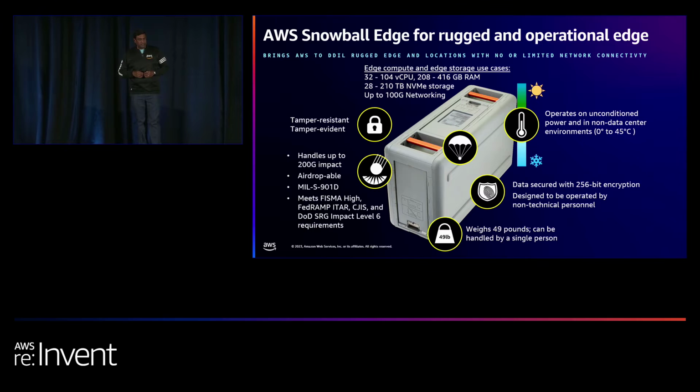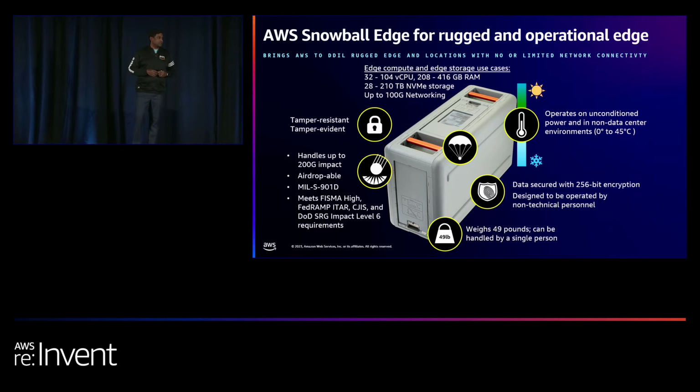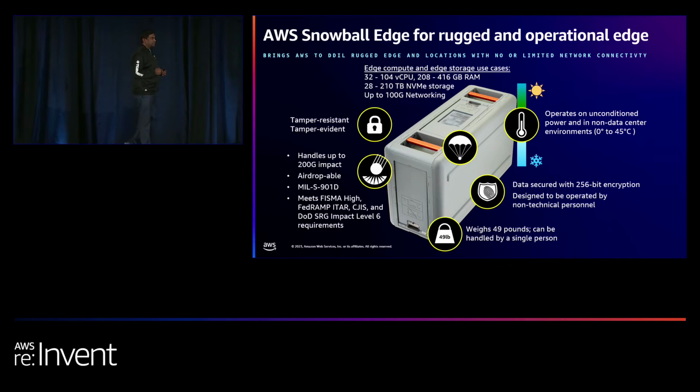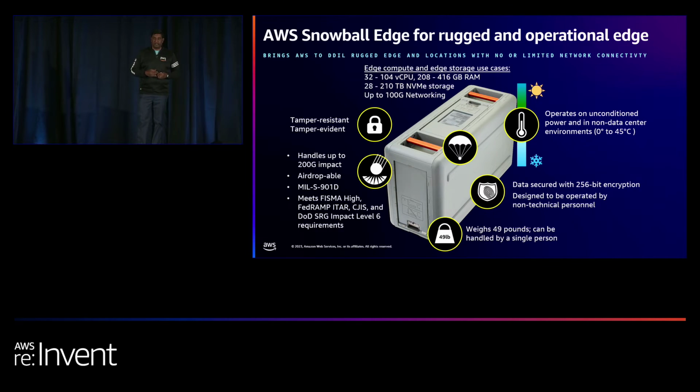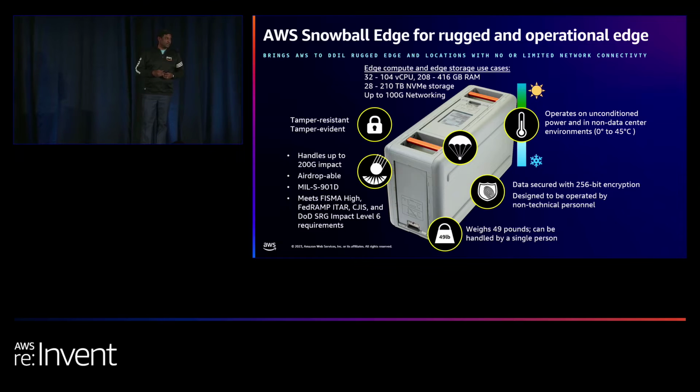With the 210 terabyte dense storage Snowball Edge, which was recently announced earlier this year, it's becoming very popular for our customers for edge storage use cases. In many use cases, you think about the rugged edge, the tactical edge, a lot of data is now being generated at those edge locations, and having a dense storage device allows our customers to store that data and process that data before they move it to AWS.